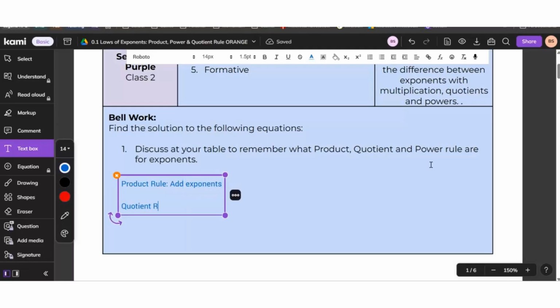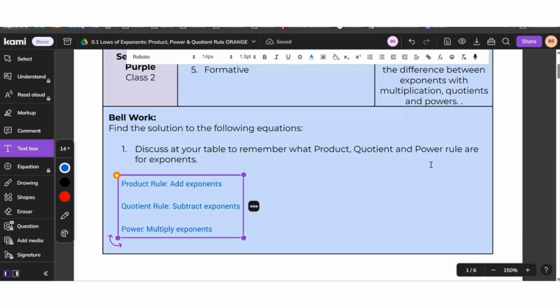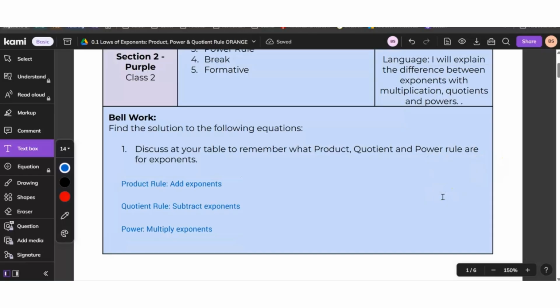Then I've got the quotient rule. So if I am dividing the base, I subtract. Exactly, you guys got it. And then the last one is called power rule. I like to think of it as power of a power. So I have something that's already to an exponent, and then I raise it to another exponent. What do I do then? Multiply the exponents, exactly. Okay, and now I will wait, Lisa, and let you finish writing it down.